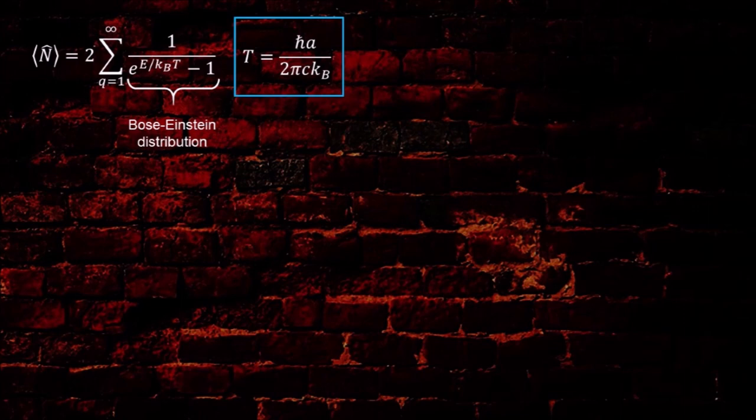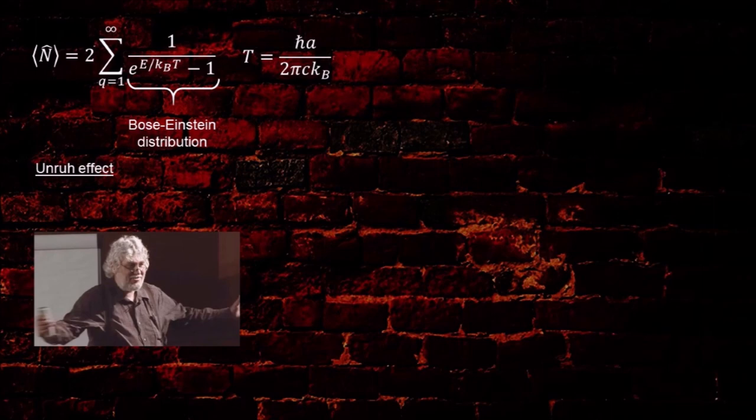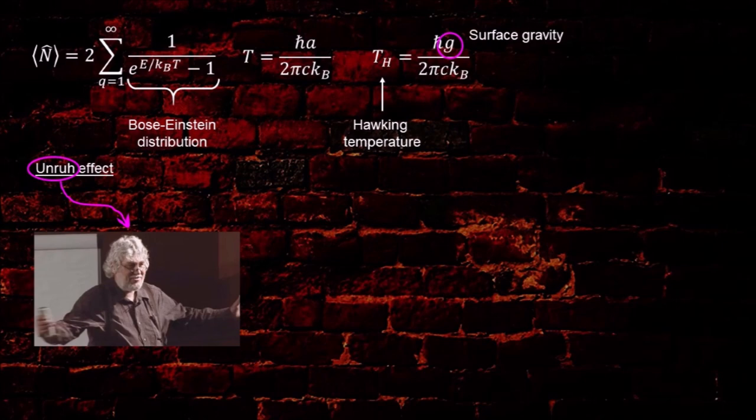What is a vacuum to the inertial observers appears to be a warm bath of photons to the Rindler observers. Amazing! This is called the Unruh effect. In a later video, where I will discuss black hole radiation, we will see that the temperature of Hawking radiation is this, where g is the gravitational acceleration at the surface of a black hole, also known as surface gravity.